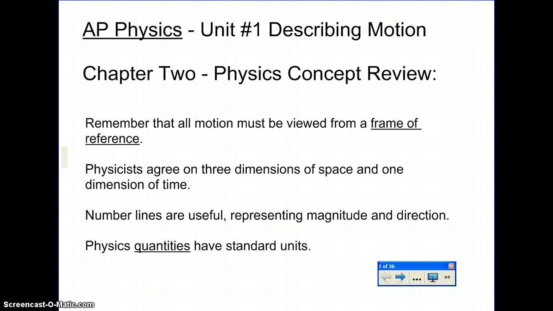One of the first things that I really want you to remember about physics from your first go-around in physics class is that physics is, more than anything else, a study of the natural world and the laws that guide the natural world. And because of that, we all may be looking at it a little bit differently, so we need to make sure that we all agree on our frames of reference.